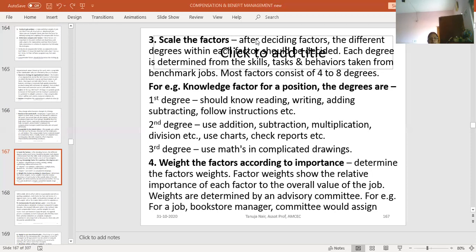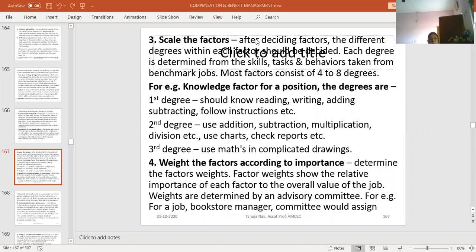Then you give degrees for each factor. After scaling, you give degrees. So suppose for a position, you consider the knowledge factor. Then you decide the degrees. First degree, the job holder should know reading, writing, adding, subtracting, following the instructions of supervisor, etc.